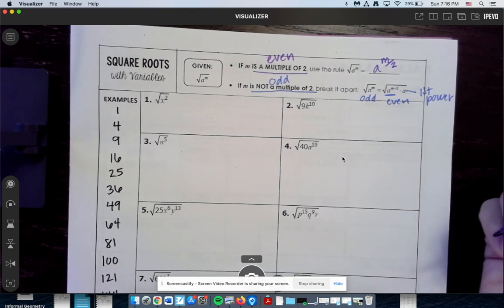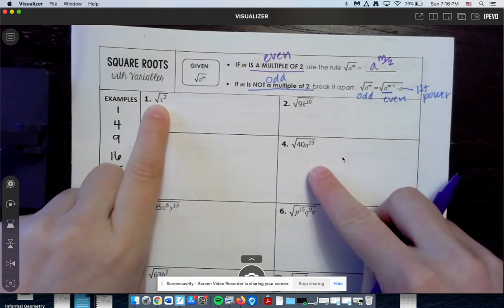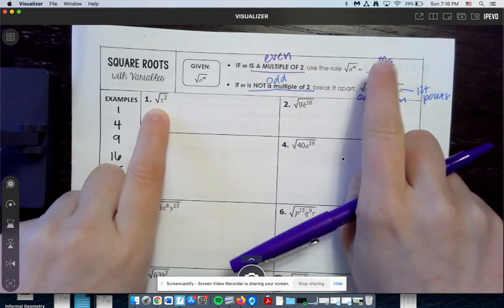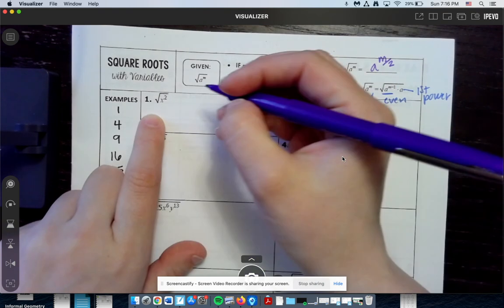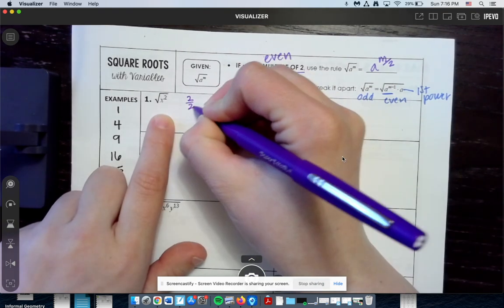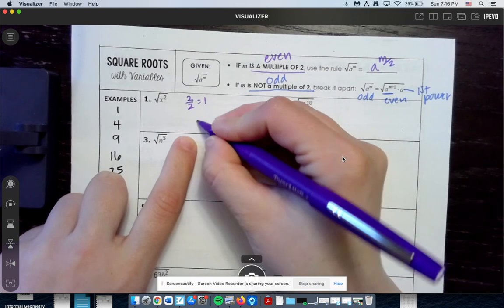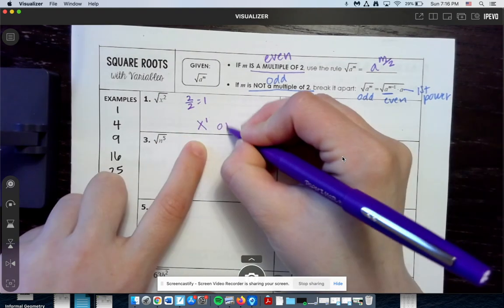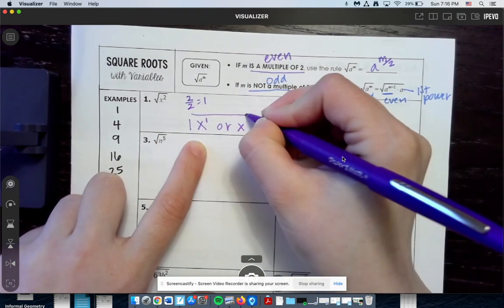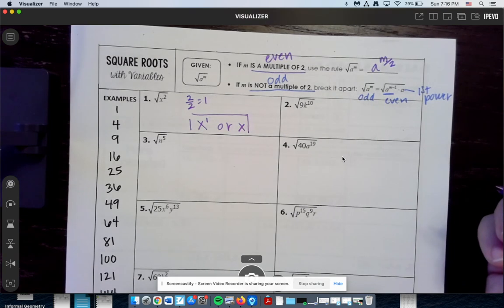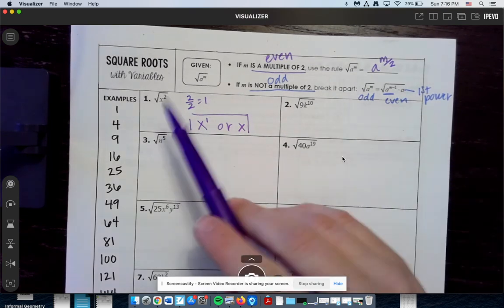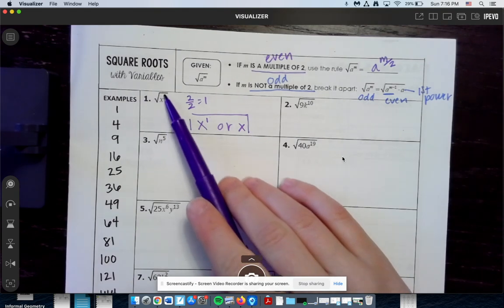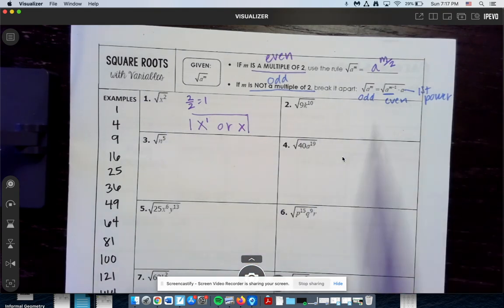Okay, so this first one, we have the square root of x squared. So let's decide, is 2 even or odd? It's even, so we follow this rule, m divided by 2. So 2 divided by 2 is 1, right? So x to the first power, or x, would be our answer. Because what you're trying to think of is how many x to the powers of 2 can I take out of this? So I'll try another one here. Just let that kind of simmer for a second. I know this is kind of goofy.